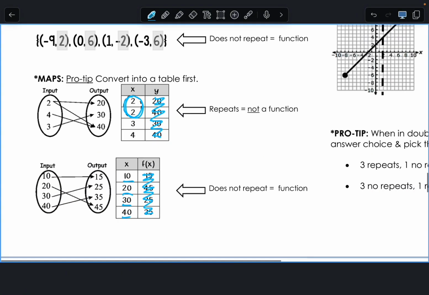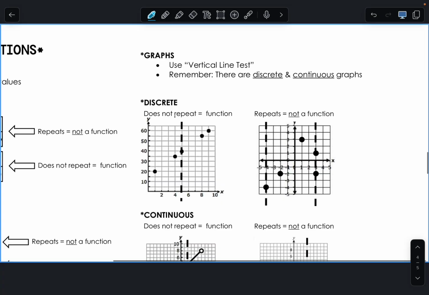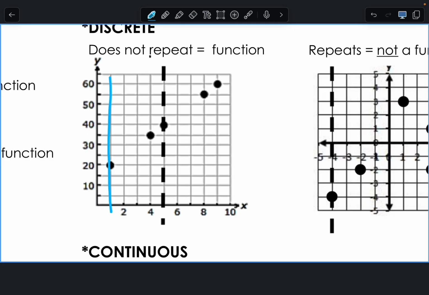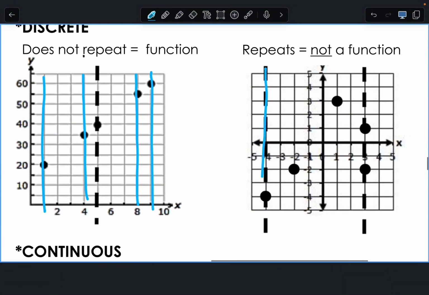There's two different types of graphs, but for graphs, we use the vertical line test. Flip the booklet over. We're on the other side. There are types of graphs where the points are not connected. Do not connect the dots. You're going to draw a vertical line through each and every dot. In the first one, each one of the lines only touches once. In the second graph, even though the first one only touches one point, the last one touches 2 points, so that makes it not a function.